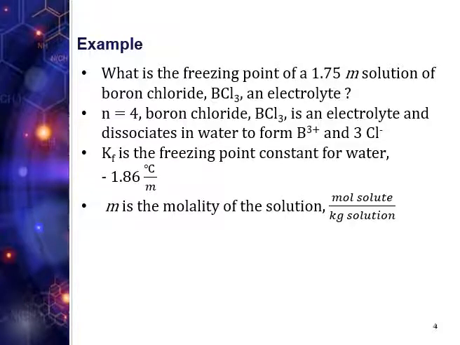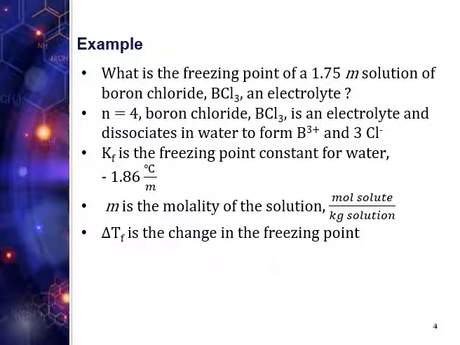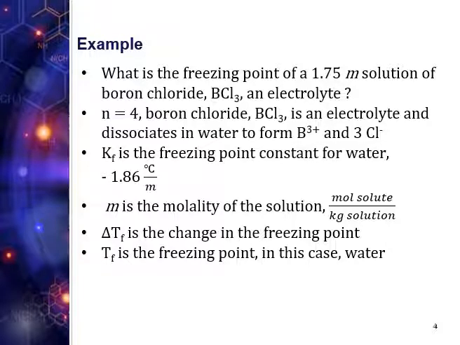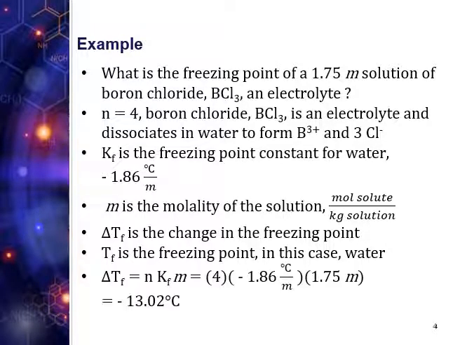m is the molality of the solution, moles of solute per kilogram solvent. The change in the freezing point is delta Tf. Tf is the freezing point of water in this case. The change in the freezing point of water is equal to N, which is 4, because boron chloride, an electrolyte, will dissociate to form 4 particles, times the freezing point constant, which is negative 1.86 degrees Celsius per mole solution, times 1.75 mole, which was given in the problem. The change in the freezing point is negative 13.02 degrees Celsius.